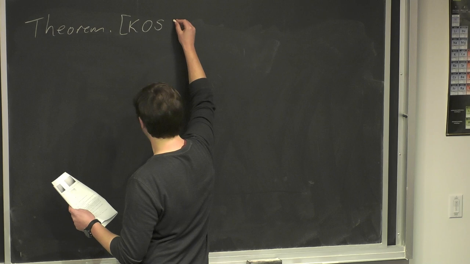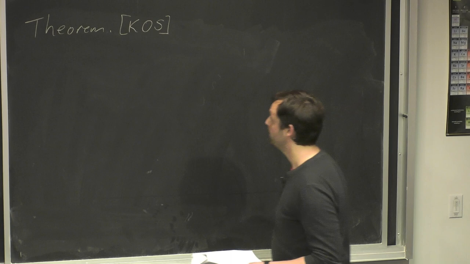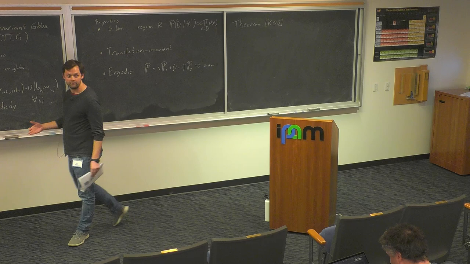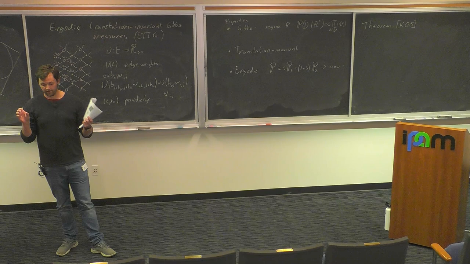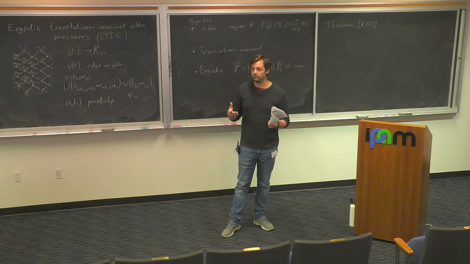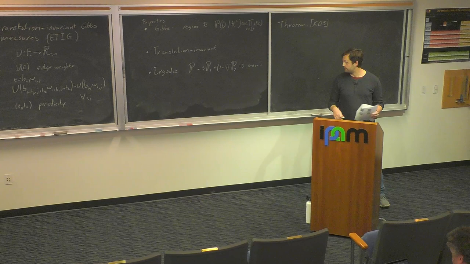So maybe I should say, basically what they prove here is a similar statement to what Cedric told us about finite graphs, namely that if you look at local correlations, or correlations between different dimers, then you can express this in terms of the inverse of the Kasteleyn matrix. And this is a similar statement, as you will see, but with some subtleties.